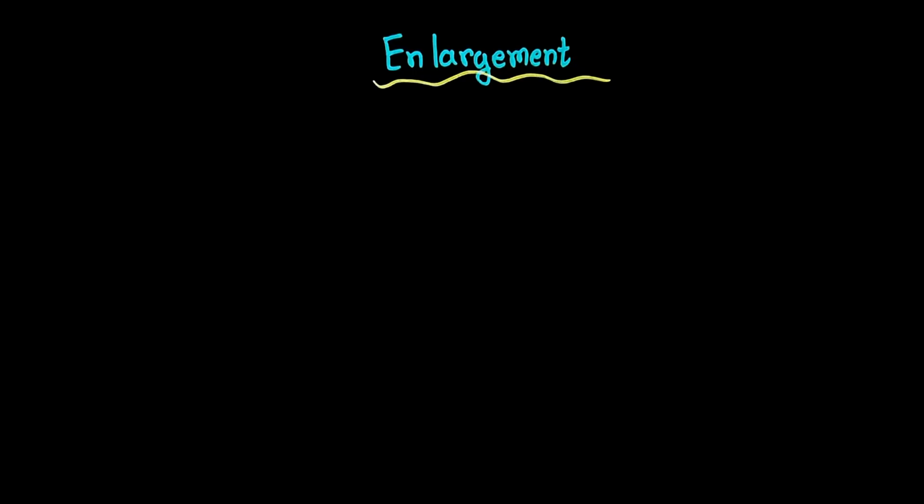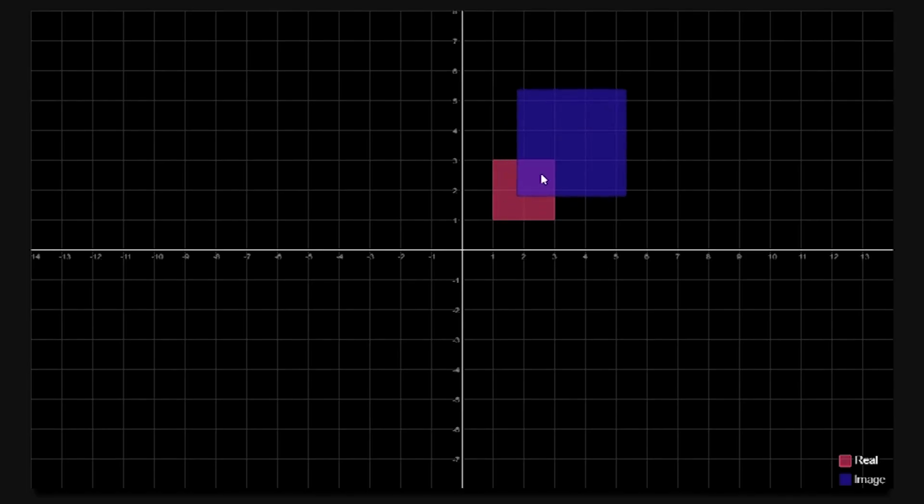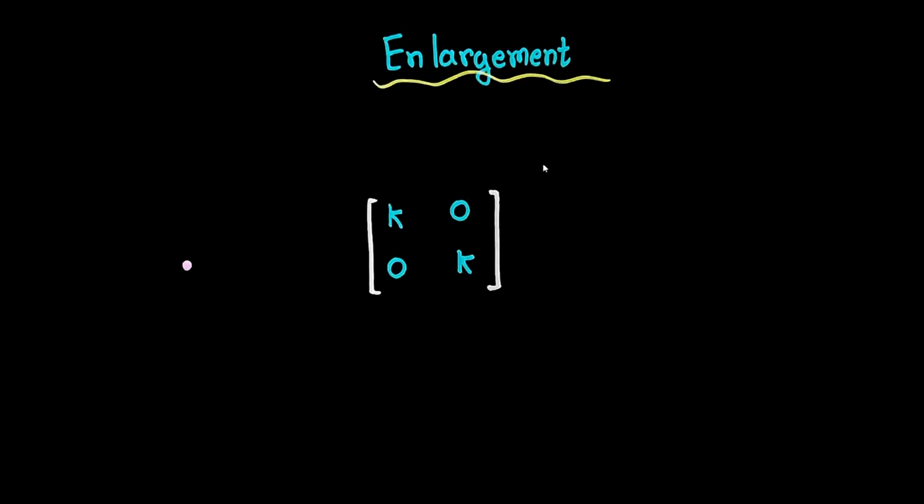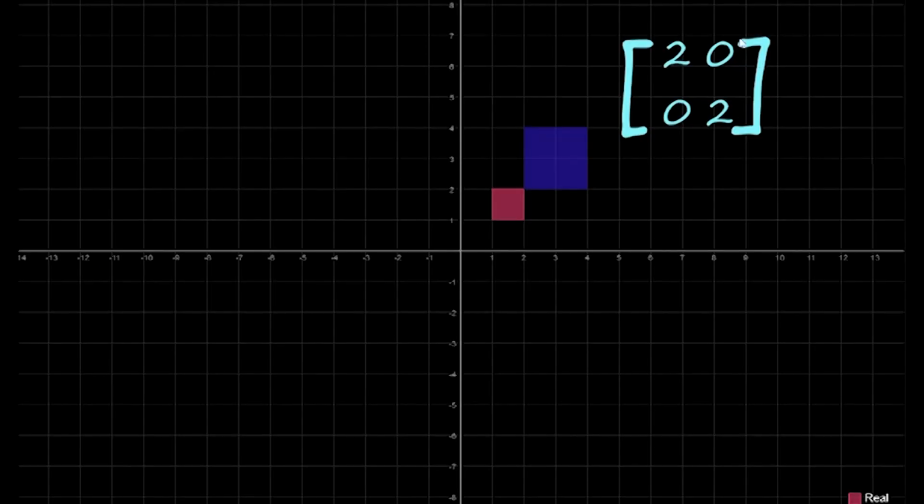The next type of transformation matrices are enlargement matrices, and what these matrices do is that they enlarge the set of coordinates by a certain amount. Enlargement matrices have the following structure, [k, 0, 0, k]. For example, the enlargement matrix [2, 0, 0, 2] would enlarge this shape twice. Each coordinate is being multiplied by 2.